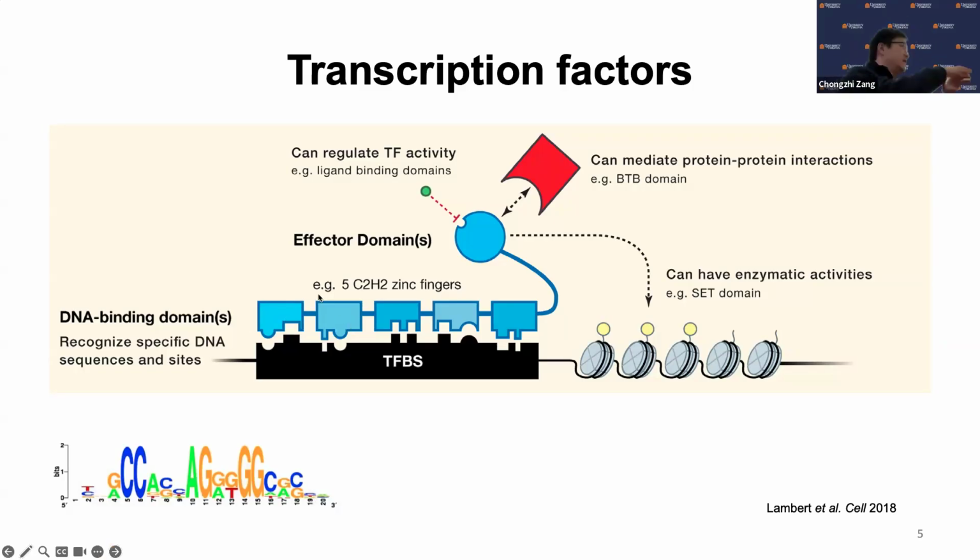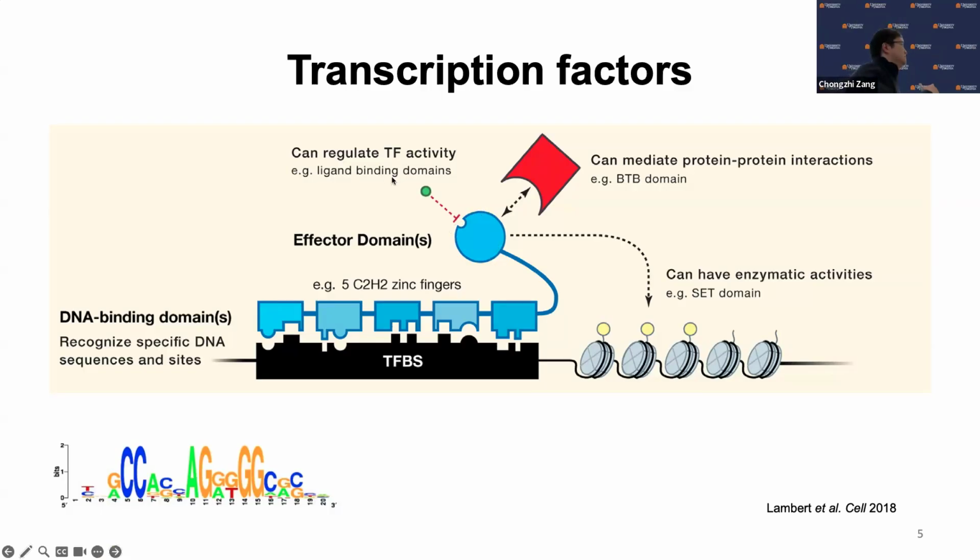So because they have different types of specific protein domain structures, they can physically interact with a specific structure in the DNA. That created the so-called transcription factor binding sites. And of course, they have their function, so they will also have the effector domain. Transcription factors may have different types of functions.